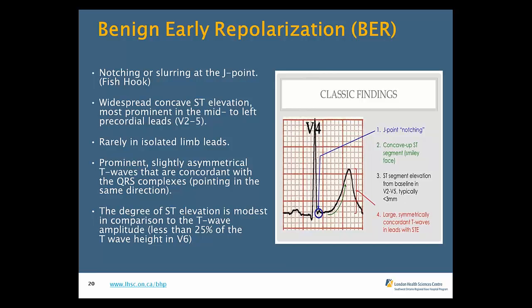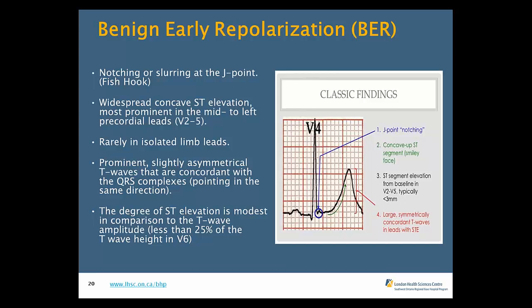Next, we're going to be looking for a prominent and slightly asymmetrical T wave that is concordant, or goes in the same direction as the QRS complexes. So if you have an upright or positive QRS, that T wave will also be positive, or concordant with that complex. And then the next thing to think about is the degree of ST elevation that's present. It's going to be typically fairly modest, in the sense that it's not usually greater than 25% of the T wave.